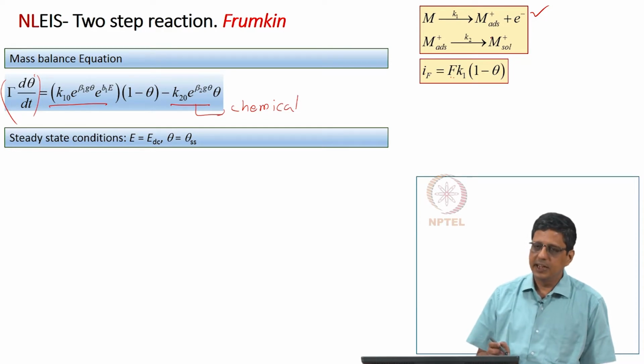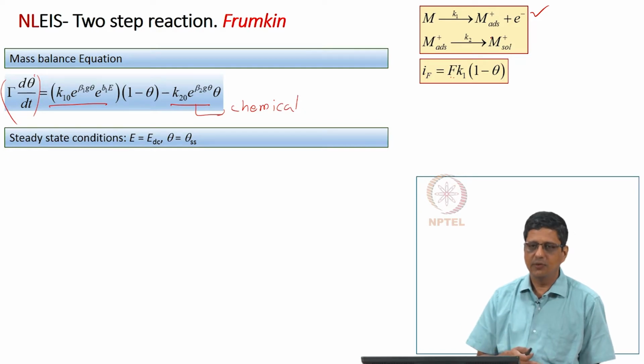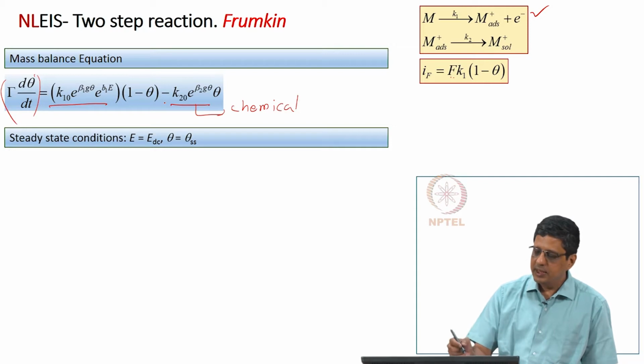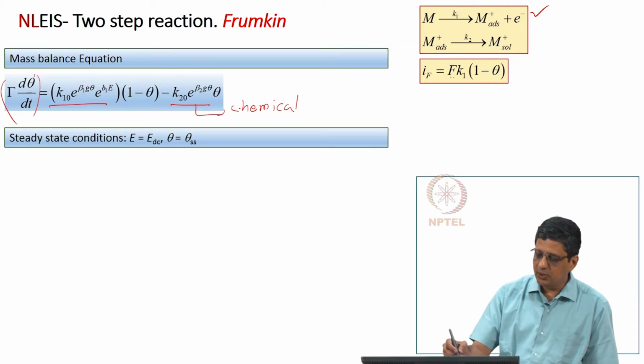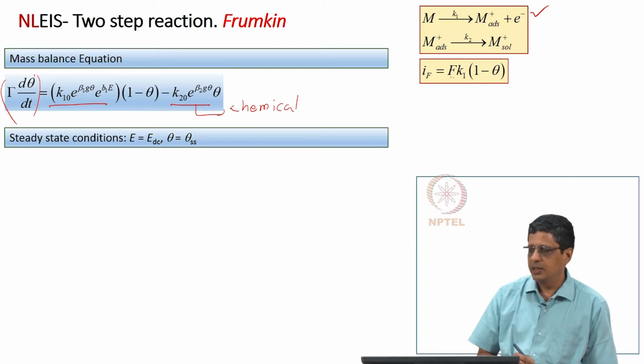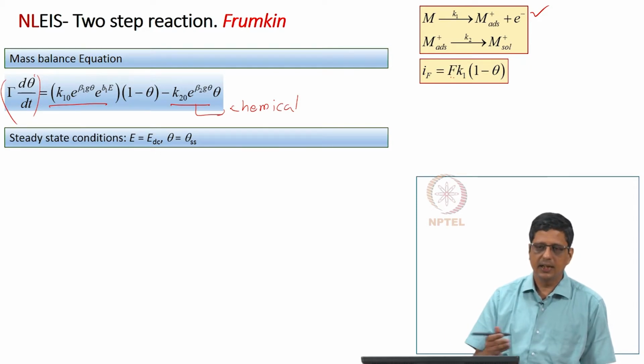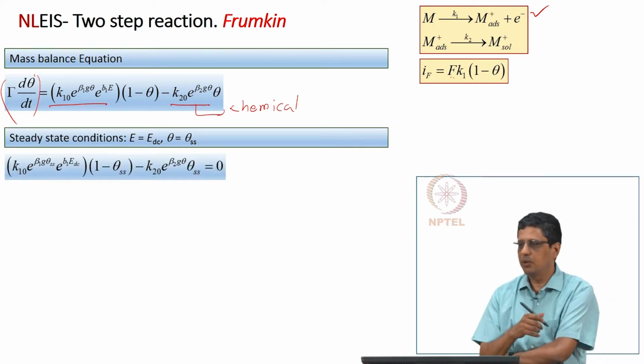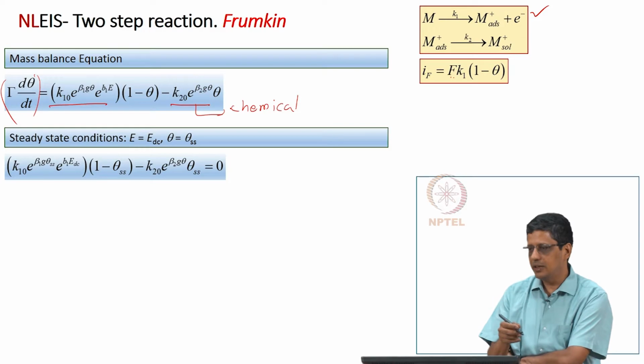Now, under steady state condition, if we apply DC, the fractional surface coverage will also give you a steady state value, we call it theta SS. We can get that by setting these terms to 0. However, in the earlier case when we had the Langmuir adsorption isotherm, it is easy to rearrange and get a solution for this. In the case of the Frumkin isotherm model, you can't get an analytical solution.